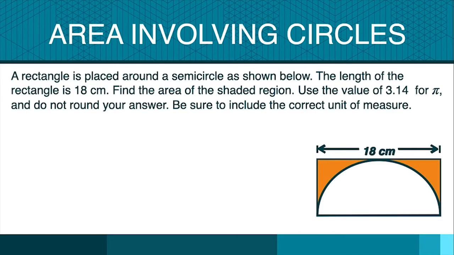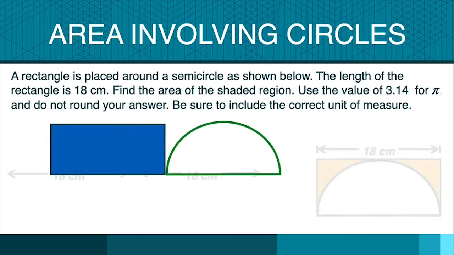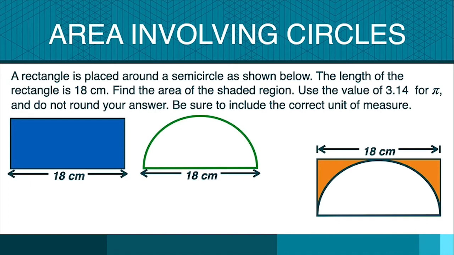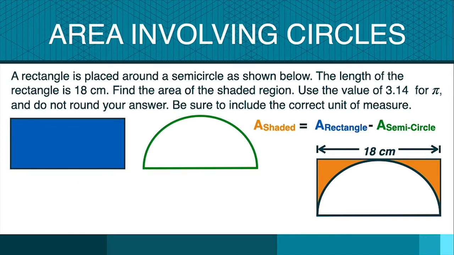Looking at this next example, to find the area of the shaded region given, find the difference in the areas of the two figures by subtracting the area of the semicircle from the area of the rectangle. The width of the rectangle is 18 centimeters, which is also the diameter of the semicircle. The radius of the semicircle is the length of the rectangle. Since the radius is half the diameter, the length of the rectangle is 9 centimeters.